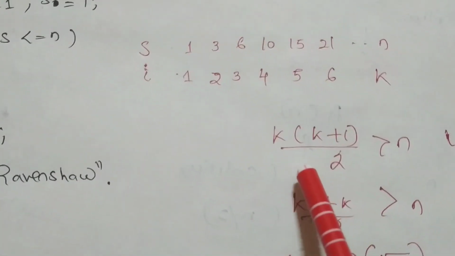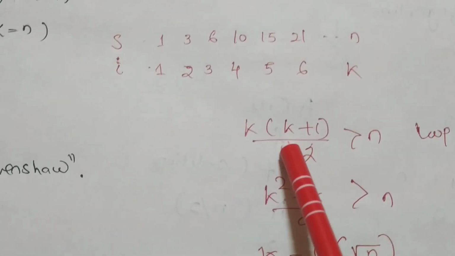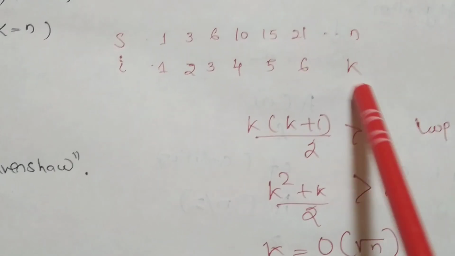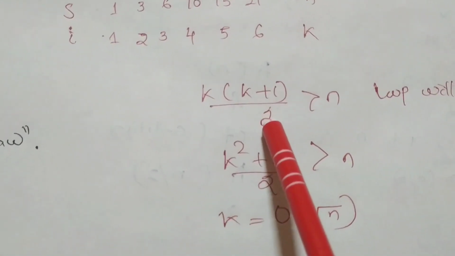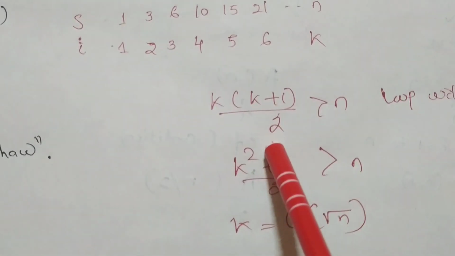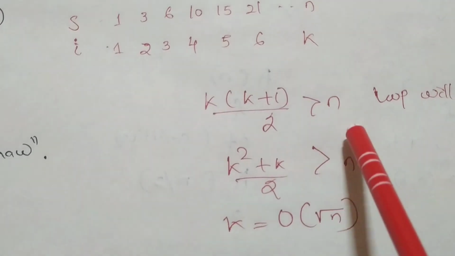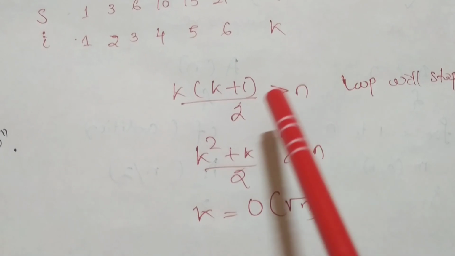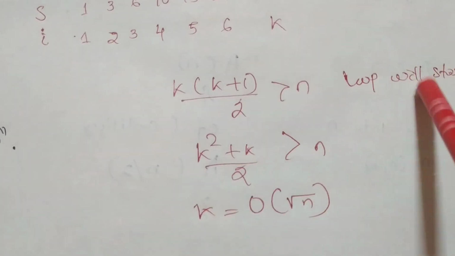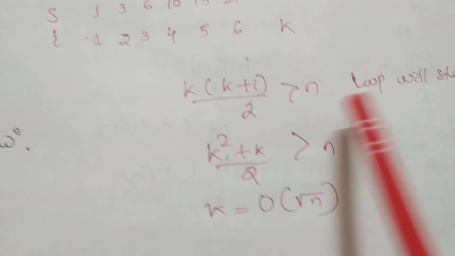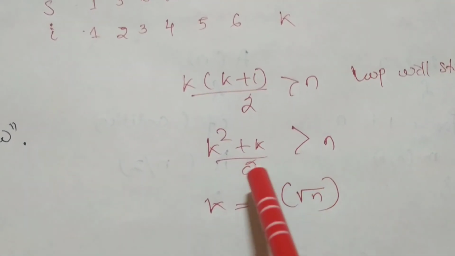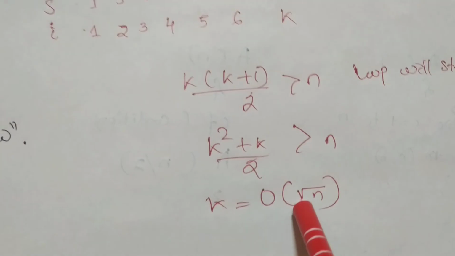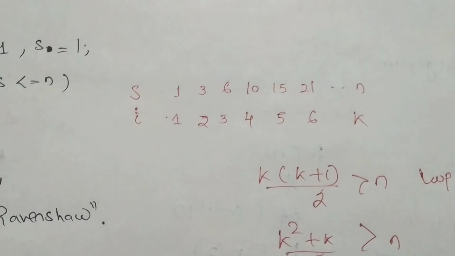So we can write this as what? k into, it will execute up to n number of times and it will execute up to k number of times. You can see. Okay. So we can write it as k into k plus 1 divided by 2, and this is greater than n. The loop will stop when this condition arises, then definitely the loop will stop. So we can write k square plus k divided by 2 greater than n, or we can write k as order of what? Root n. So hope you have understood this.